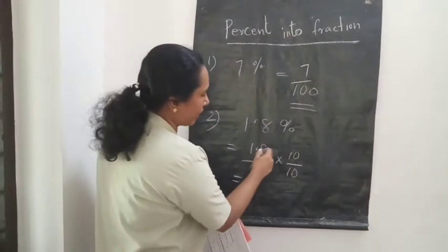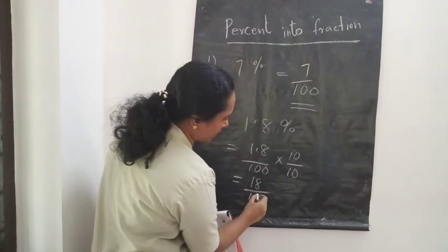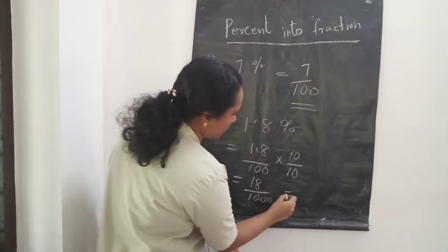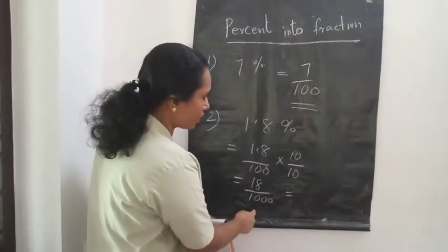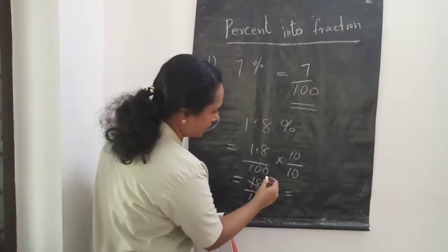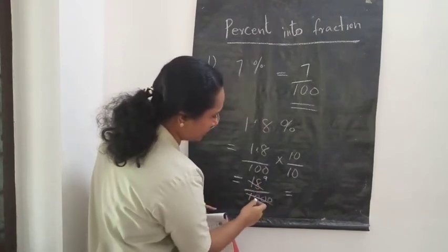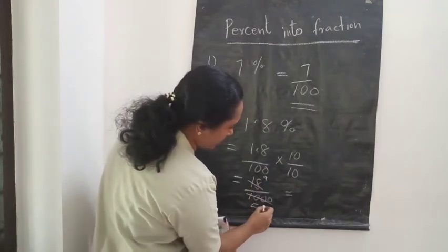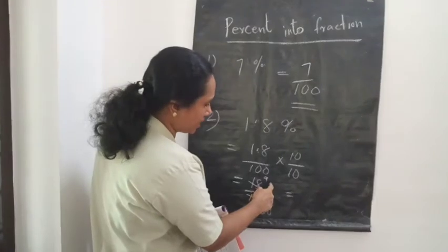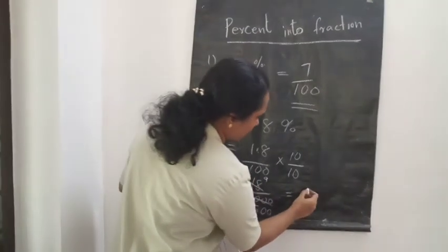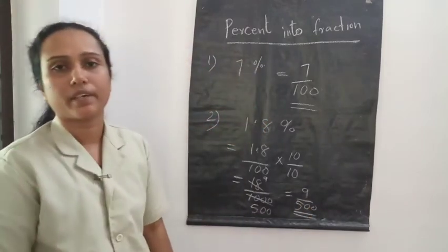Then here 1.8 into 10 is 18. 100 into 10 is 1000. Next we divide with a common factor. In this, 2 is a common factor. Then 18: 9 2s are 18, then 9 will come. Here 1000 by 2 is 500. 500 into 2 is 1000. Therefore, we get numerator is 9 and denominator is 500. Then the answer is 9 by 500. The fraction is 9 by 500.